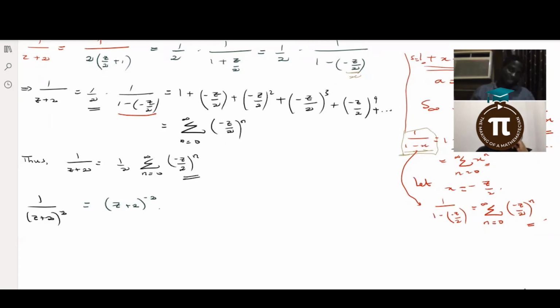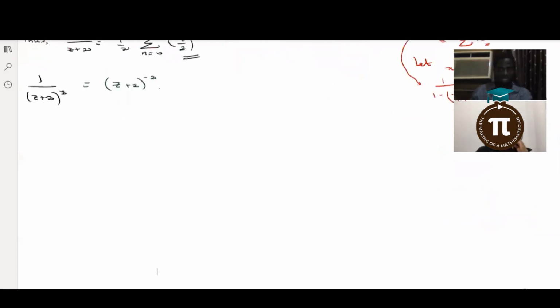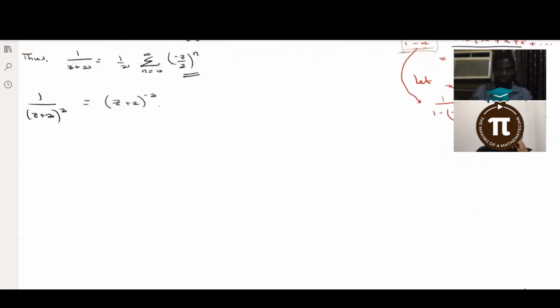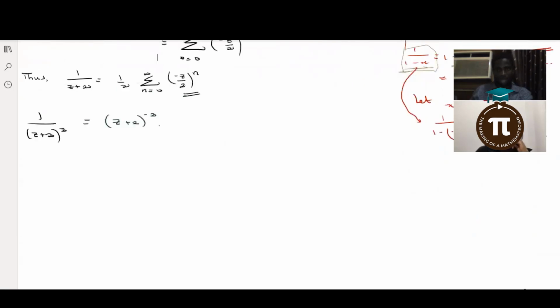But now we use another concept to evaluate this. We'll come to binomial expansion. Look, I'm going to give you the formula. Actually, I can just write the answer right away, but then I need to show you how to get my point. So look at this.